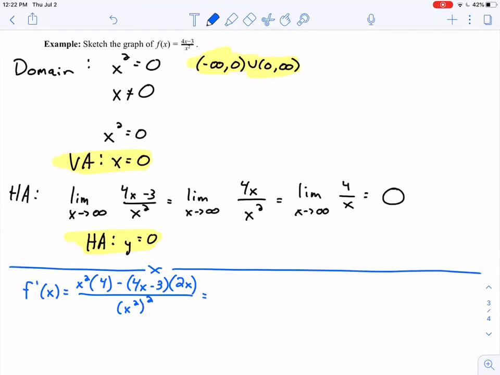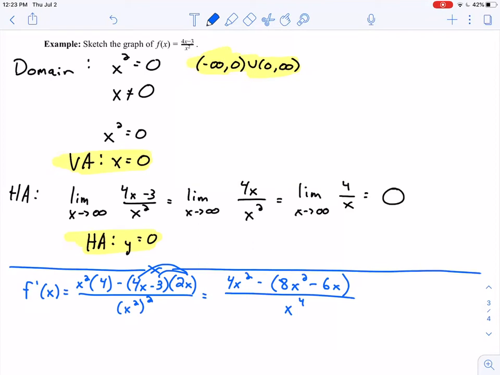So my numerator, I've got x squared times 4, I've got 4x squared. I'm going to hold off on distributing this minus sign right here. I will distribute this 2, however, on the other hand. Minus, I should have 8x squared minus 6x all over x squared squared. If I have a power raised to a power, I would multiply those two powers, so x to the 4th.